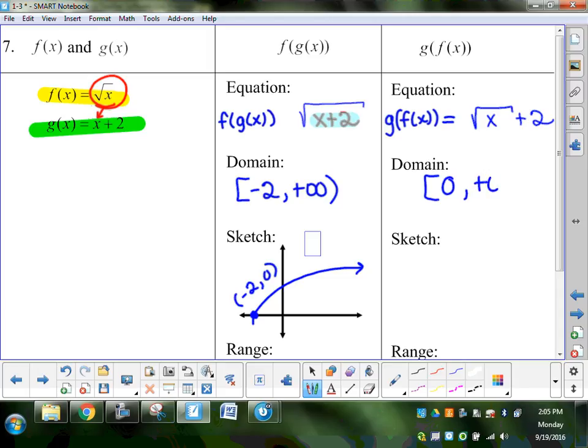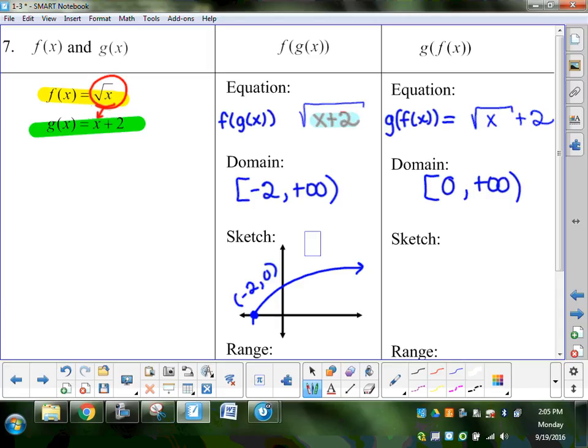Yep. It's going to be 0 to positive infinity, because the values that I can plug in, I can't plug in a -1. Could I plug in a -1 in the other one on the left? Because that still is going to leave me with a positive radicand value. Now, we need to look at the range of this.